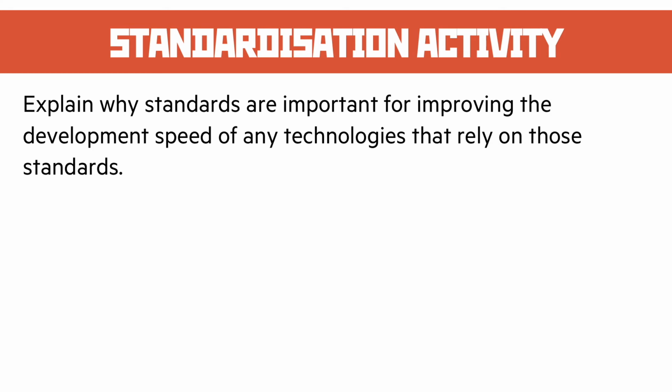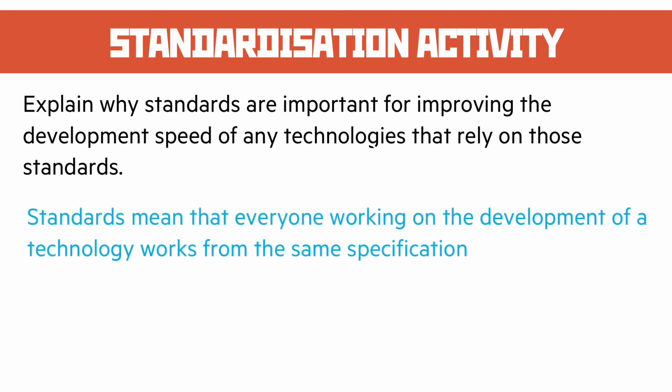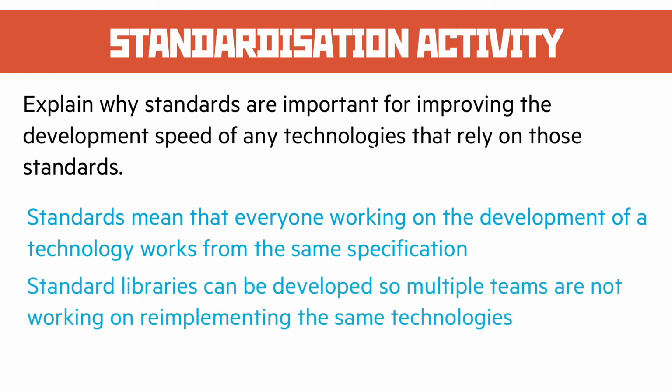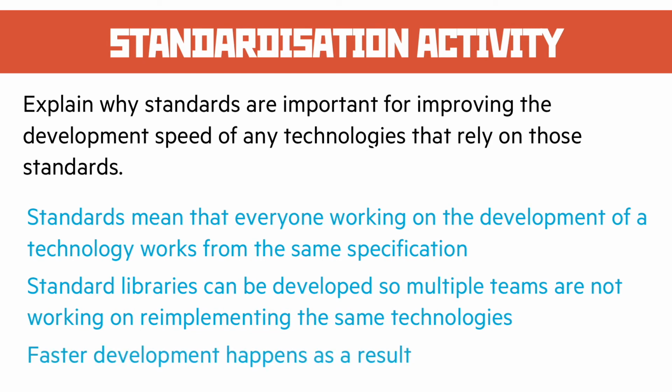that rely on those standards. Well, standards mean that everyone working on the development of a technology works from the same specification. And that makes sense, doesn't it? Because if they all work from the same specification, then they will all be able to understand what they're expected to build. Standard libraries can be developed then, so multiple teams are not working on re-implementing the same technologies. And then finally, faster development happens as a result of all that because we're not having to reinvent the wheel.